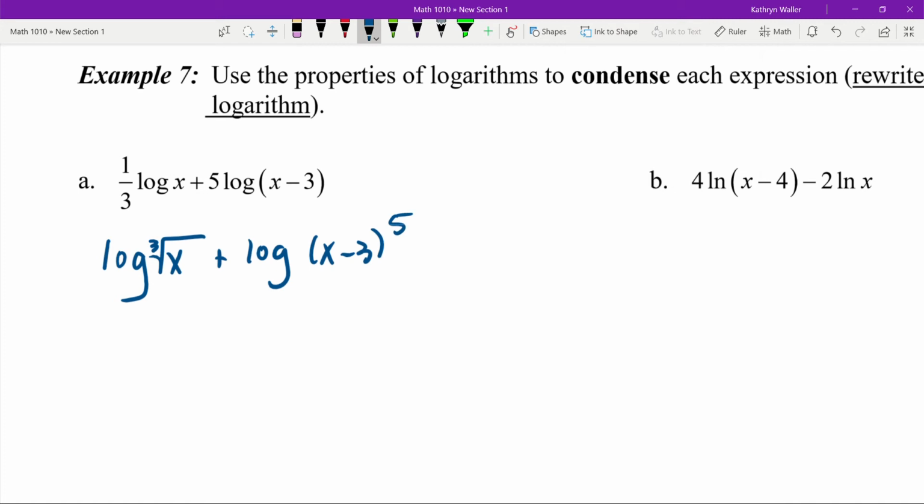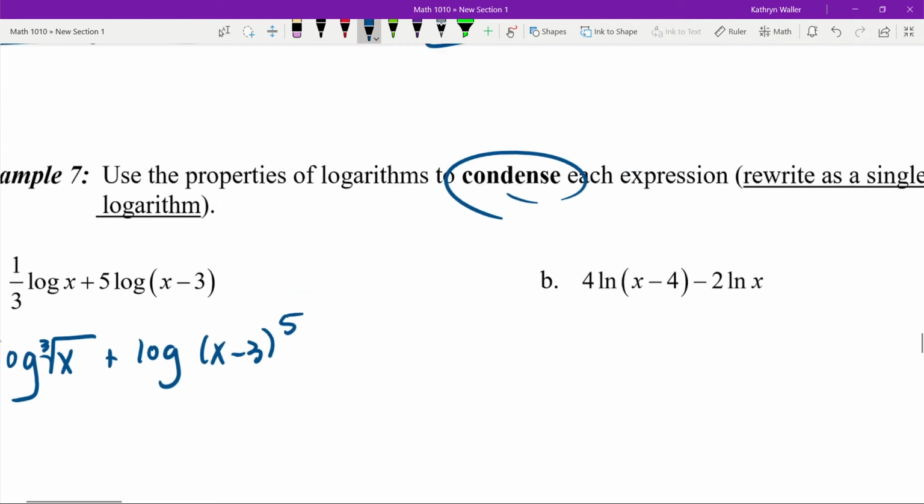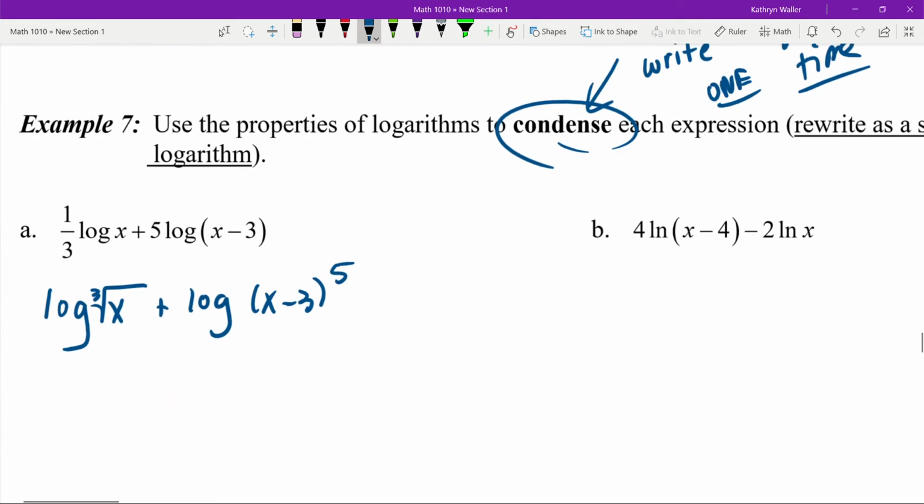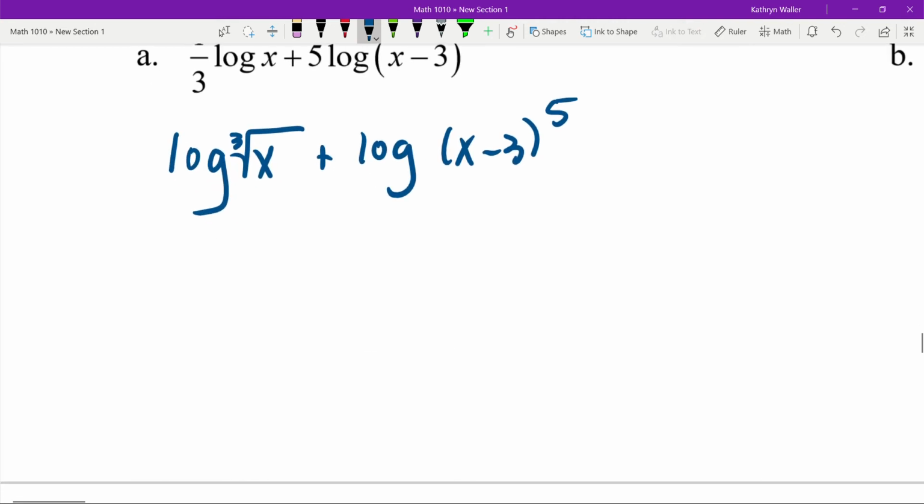Now I'm going to squish it. When it's condensed, do this, right? Circle that word condense, and I want you to write this down. Write, in quotations, put log 1 time. You would never say log in something that's condensed. It's a single log. Okay, so look at these guys.